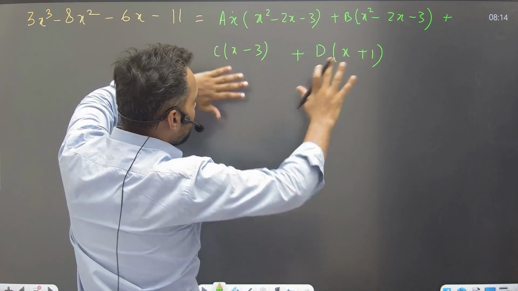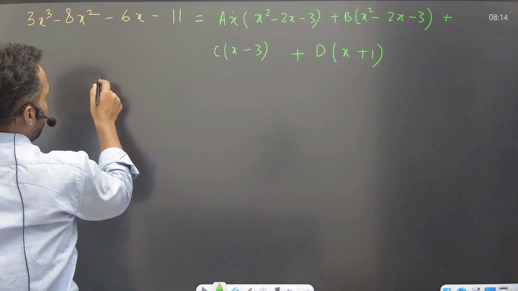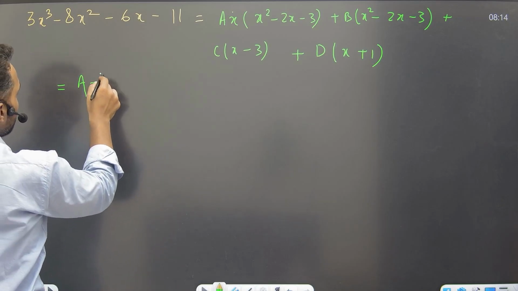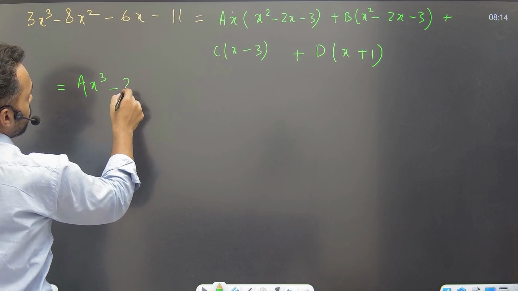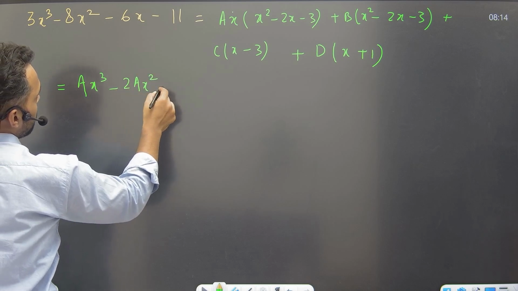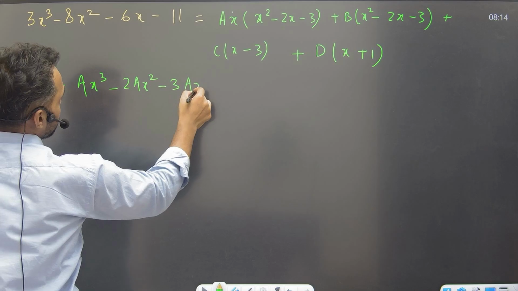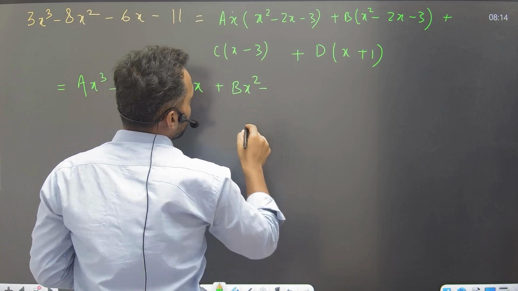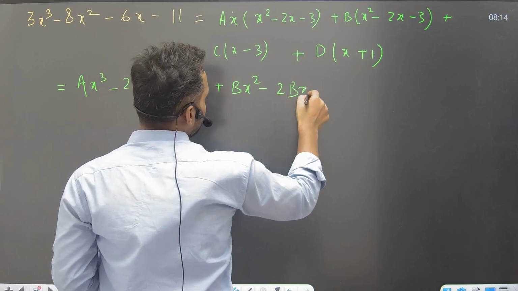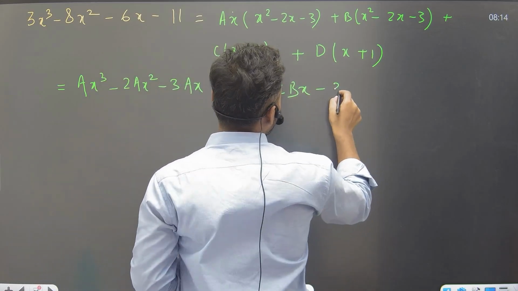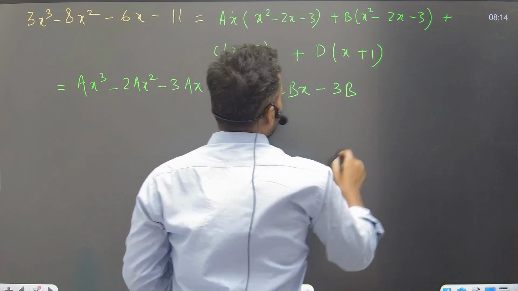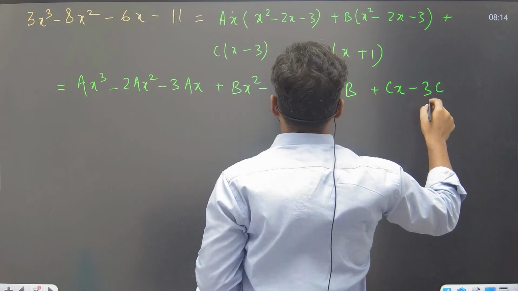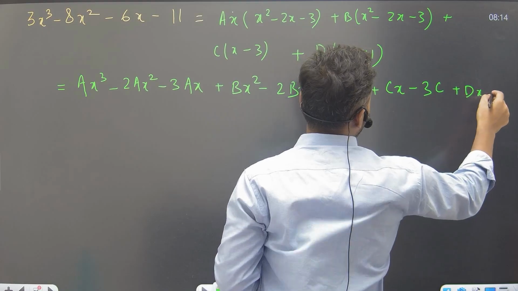Just open the brackets of the right hand side. So what you will get? You will get ax cube minus 2ax square minus 3ax plus bx square minus 2bx minus 3b plus cx minus 3c plus dx plus d.